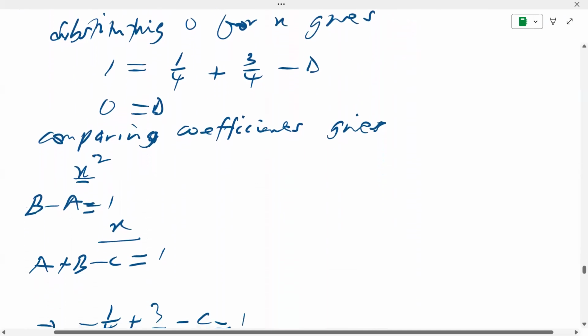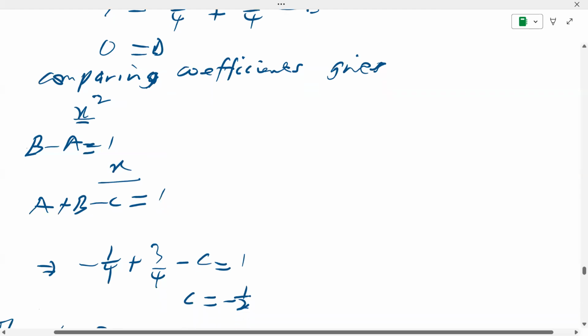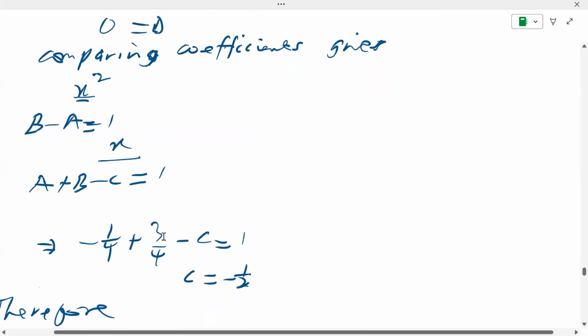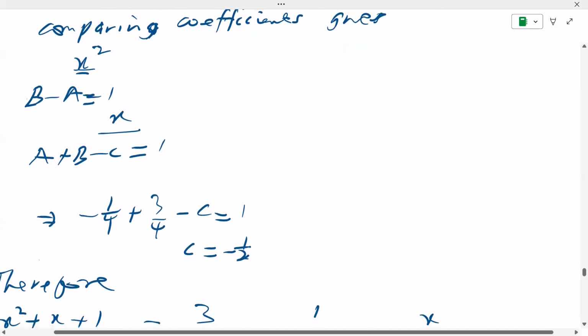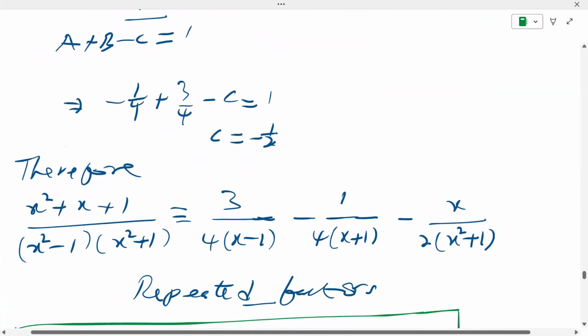Now we can compare coefficients and see B minus A is equal to 1. So we already have our B and A, so we don't need to waste time. Now coefficient of x, when we compare, we shall get A plus B minus C equals 1. And so A is minus 1 over 4, B is 3 on 4 minus C, and that is equal to 1. So we rearrange, this will give us 2 on 4, which is half. Then we rearrange, we shall get C giving us negative half. So that is how the whole thing will be. And then we now slot in the values as we started, and this will be the answer.